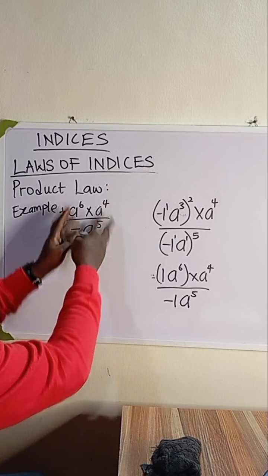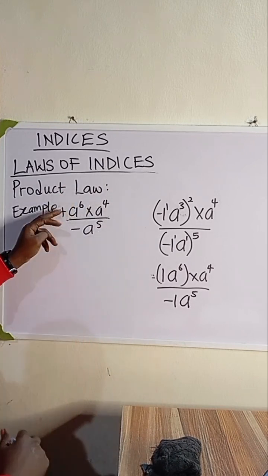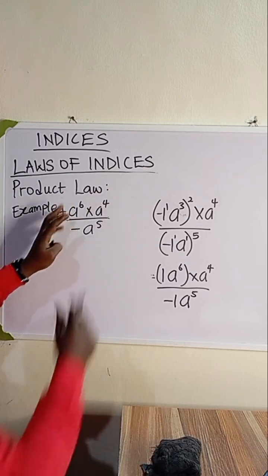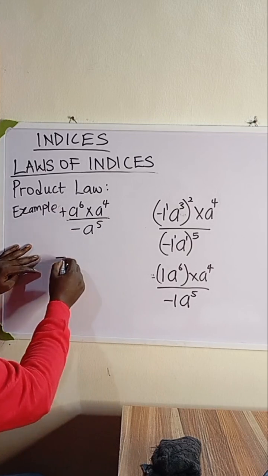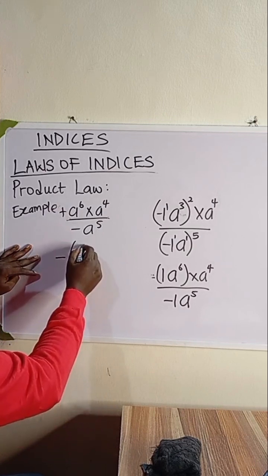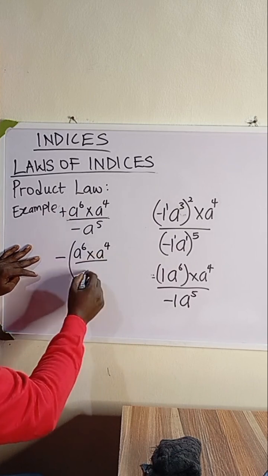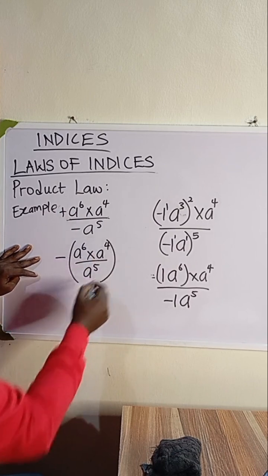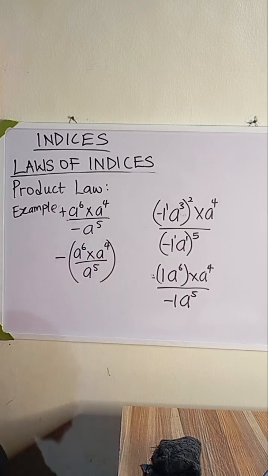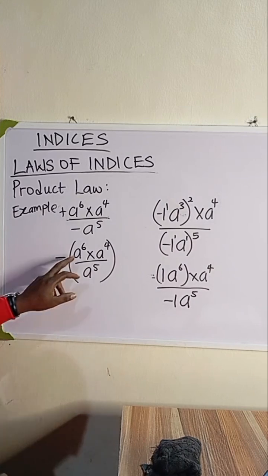Let me see if anybody wants to ask a question concerning that. Okay, so a to the power of 6 times a to the power of 4, from the addition law, we know that we need to add the powers. So that will give us a to the power of 10 all over a to the power of 5. But everything has a minus.